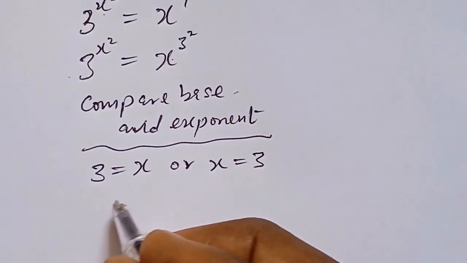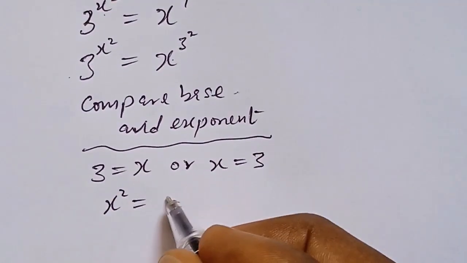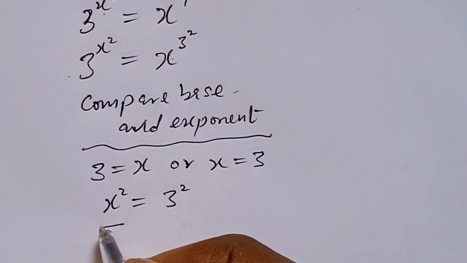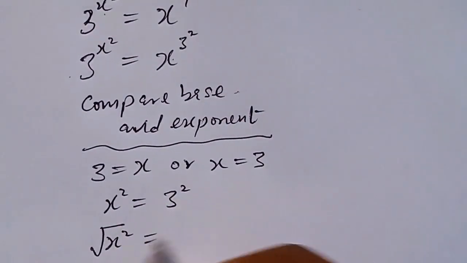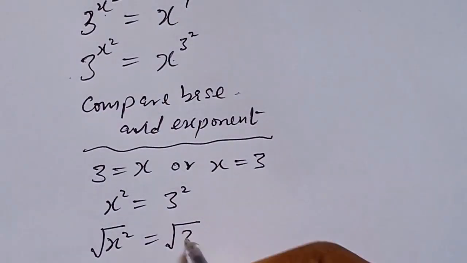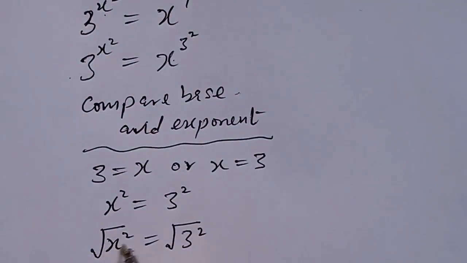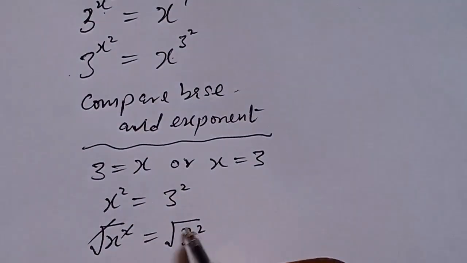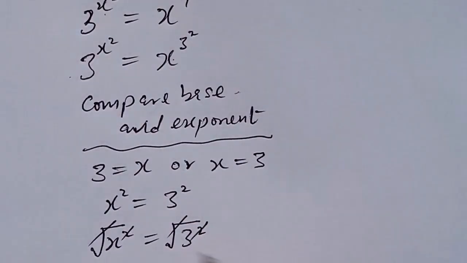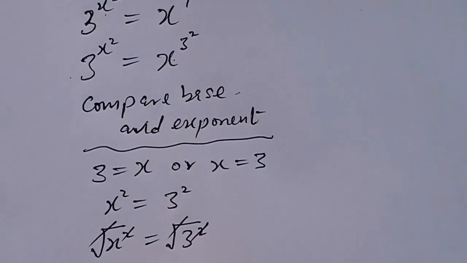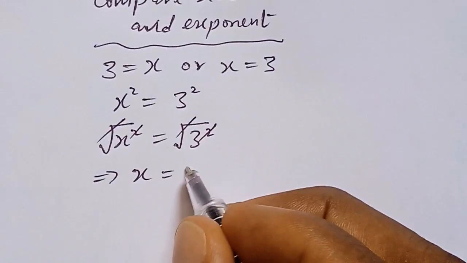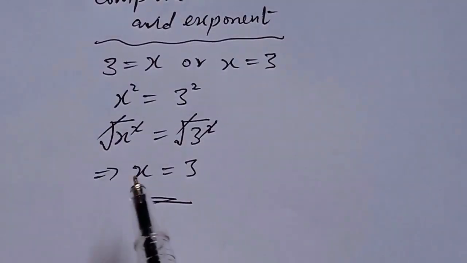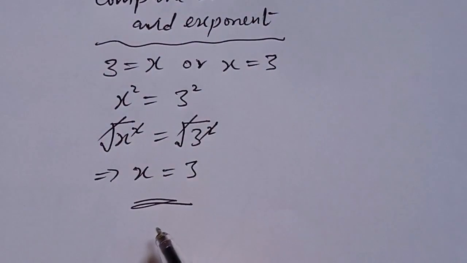So for the exponent as well, we have x squared equal to 3 squared. If we apply square roots on both sides, we have the square root of x squared equal to the square root of 3 squared. So this square root will cancel out with this square, while this will also cancel out with this, and we are left with x equal to 3 for the second method.